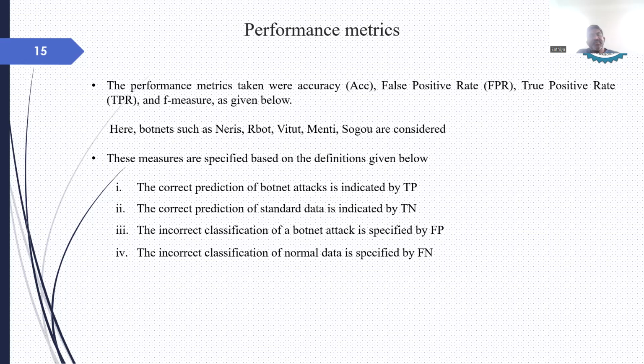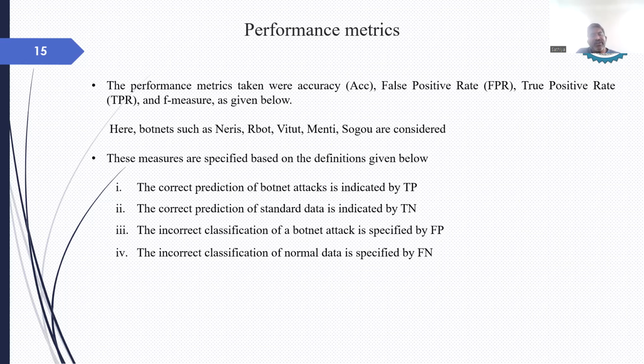And this is the performance metrics we have described. The performance metrics taken were accuracy, false positive rate, true positive rate, and the F measure, which is given below. Here, botnets such as Neris, Rbot, Virut, Menti and Sogou are considered. These measures are specified based on the definitions given below.